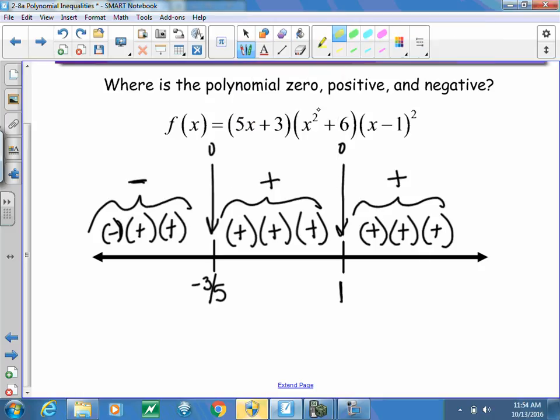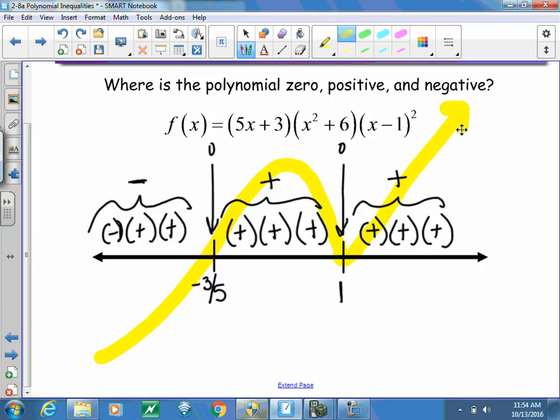When I think about my graph and what it's going to look like, I'm going to be starting out negative. It's going to go positive. Now it has to go back to the x-axis because that's one of our zeros, and then it's going to go positive again. When we see that we have a multiplicity of an even amount, so x minus 1 squared, that's where that whole bouncing off of your x-axis is going to come into play.